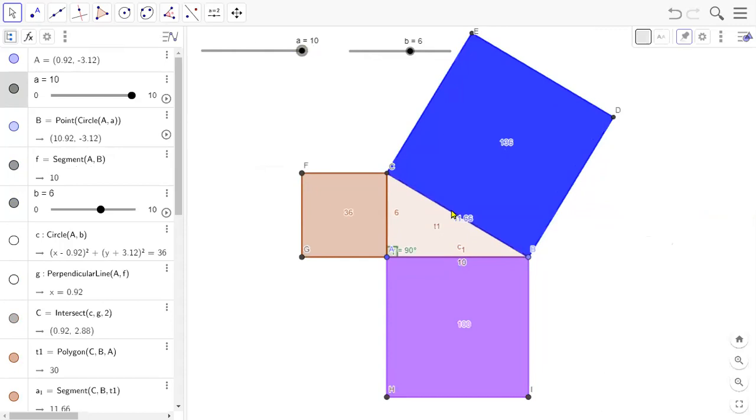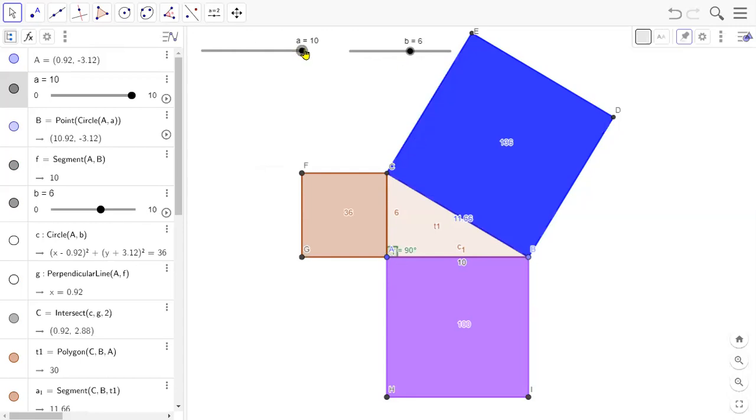Let me take the value of AB as 10 units. When AB is 10 units, and AC is taken as a constant 6 units, then the length of the hypotenuse will be 11.66 units, and the area of the square formed by the hypotenuse is 136. This 136 is equal to the sum of 36 plus 100. So we can say that the area of the square constructed on the hypotenuse is equal to the sum of the areas of the squares on the remaining sides of the right angle triangle.